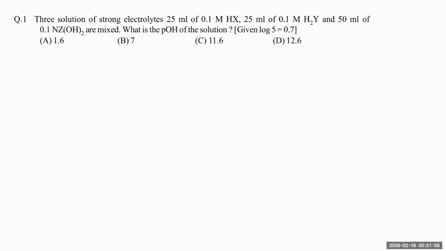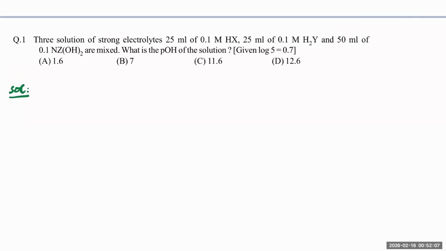Right, guys. Check out the first question here. It says that three solutions of strong electrolytes are being added. What is the pOH of the solution? So basically, first you need to realize that these are strong electrolytes. So HX will ionize completely as H plus and X minus. So that will include 25 into 0.1, correct? So this many millimoles. That would get completely ionized into formation of 2.5 millimoles of H plus here.